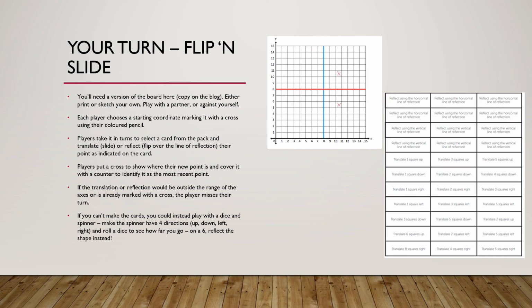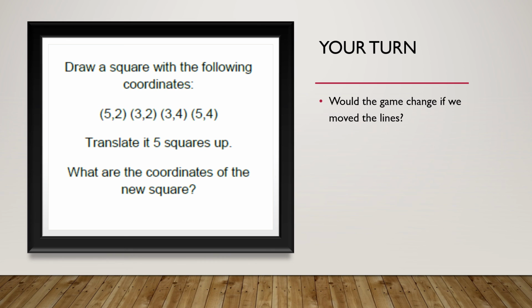Play it a little bit, and when you're done, there is one extra task for you to do. I want you to think, once you've played it, would the game change with different lines? And do this question: draw the square with the coordinates. You probably need another grid for this one, and then translate it 5 squares up. Write down what the coordinates are of the new square, and think if you notice anything about them.